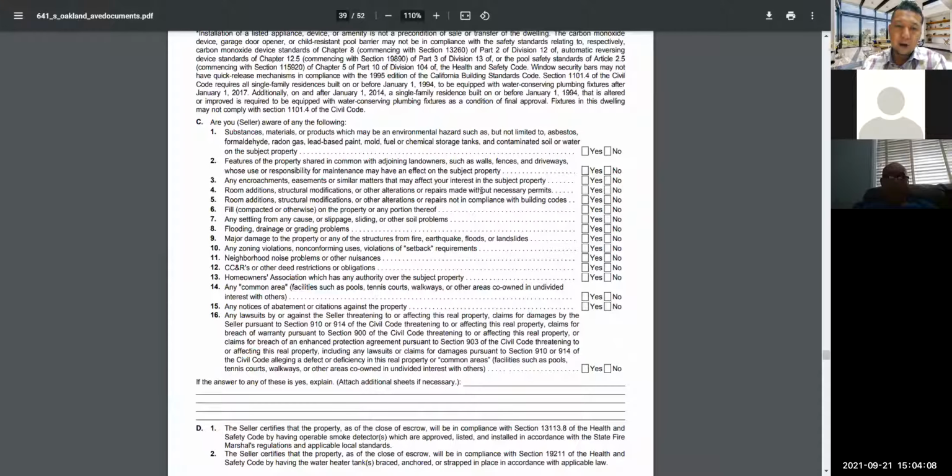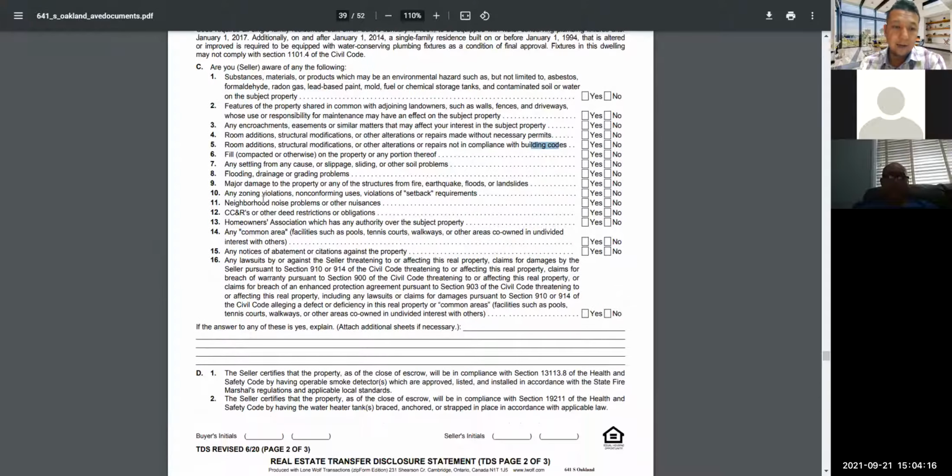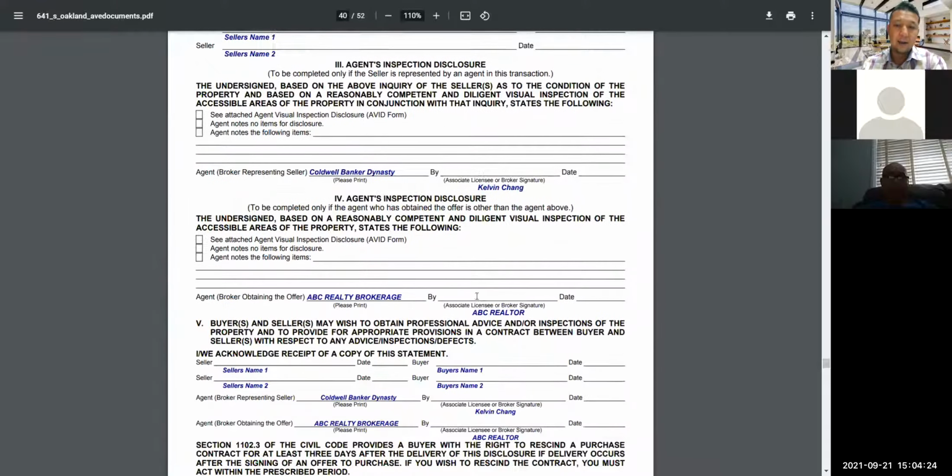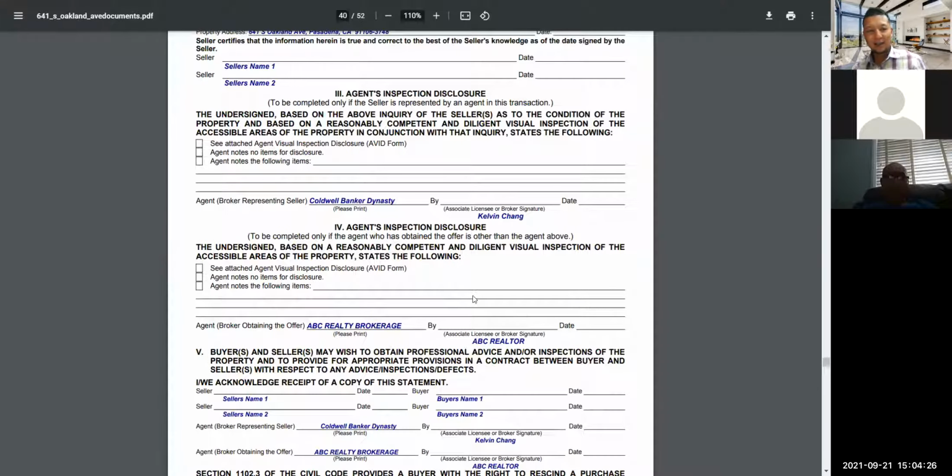Here's where you say yes or no if there's any room additions, modifications, things done without a permit or built out of code. So give them all the information. Say yes when there is a CC&R or an HOA. Answer the questions in their entirety, to the truth. Any questions? Kevin, I have one question.